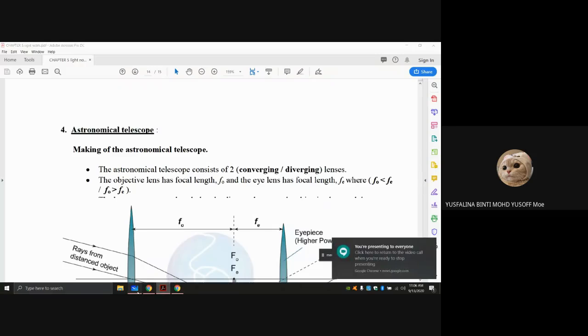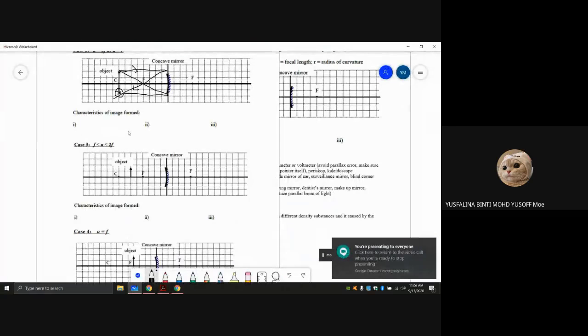So we continue. You can see here the characteristics of the image. The image is formed in front of the mirror. I already told you last lesson that in front of the mirror is this side, and this is called real. So the image is real. If it formed behind the mirror, that one is called virtual. Since the image is formed in front of the mirror, this one is real. The first characteristic is real.